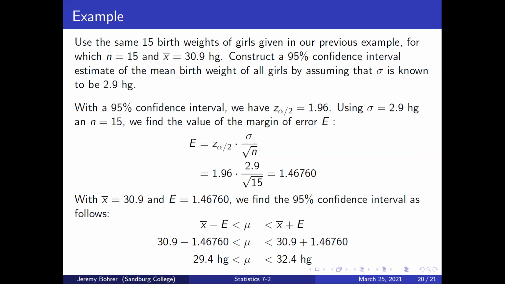1.46760. With x bar equals 30.9 and E equals 1.46760, we find the 95% confidence interval as x bar minus E is less than mu, which is less than x bar plus E, which gives us 30.9 minus 1.46760 is less than mu is less than 30.9 plus 1.46760. So 29.4 hectograms is less than mu is less than 32.4 hectograms.